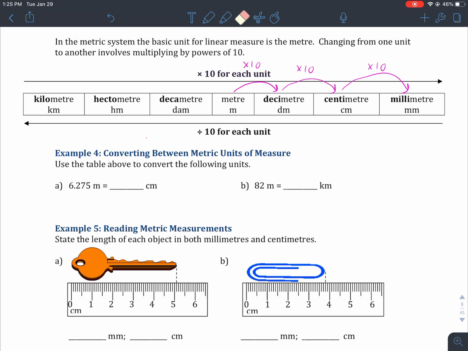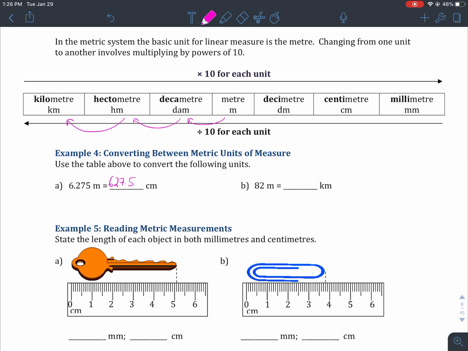So I'm going to use the table above to convert the following units, and I want to go from meters into centimeters. I'm going to erase all of these little jumps that we made just to make the chart look a little clearer. We want to go from meters to centimeters, so I want to go to the right twice. And if I go to the right, I'm multiplying, so I'm going to take that number 6.275 and multiply it by 100, and we're going to get 627.5 centimeters.